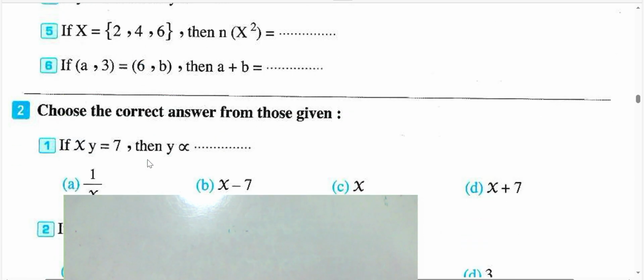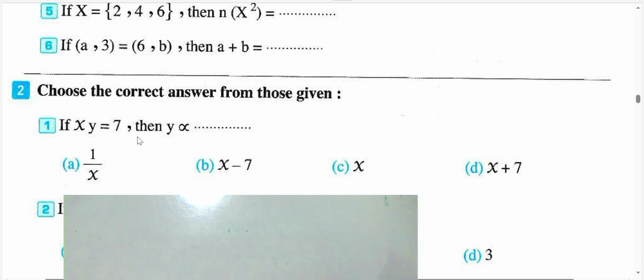Choose the correct answer. We have a relation between x and y. Choose letter A: direct between y and 1 over x. If we divide by x, then x will equal 7 over y. y equals 7 over x. We have a relation between y and x, inverse between y and x, and direct between y and 1 over x. Choose letter A.